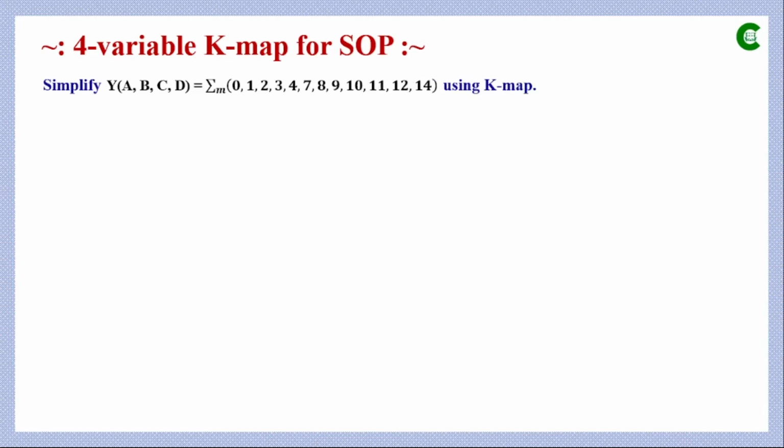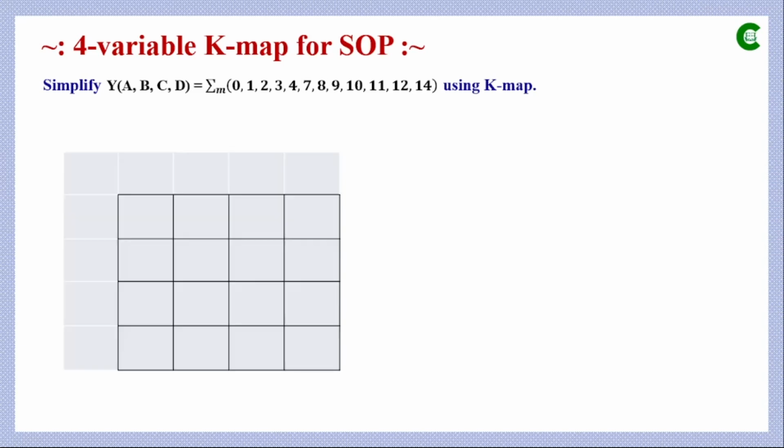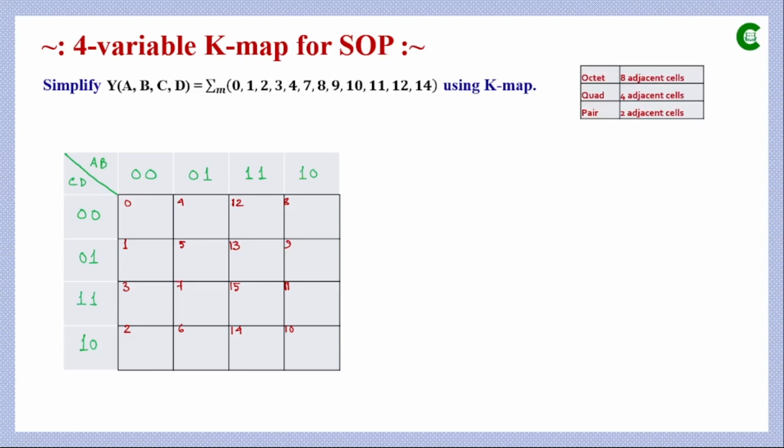Next, we will simplify another Boolean expression using a 4 variable K map, and that is again for SOP. So we will draw the K map first. Then we will complete the marking of the variables, their corresponding values, and also for the cells. Then as the minterm numbers are already given, their equivalent decimal numbers, directly we can put the values in this K map. 4 variables and total 16 cells, these are their corresponding values.